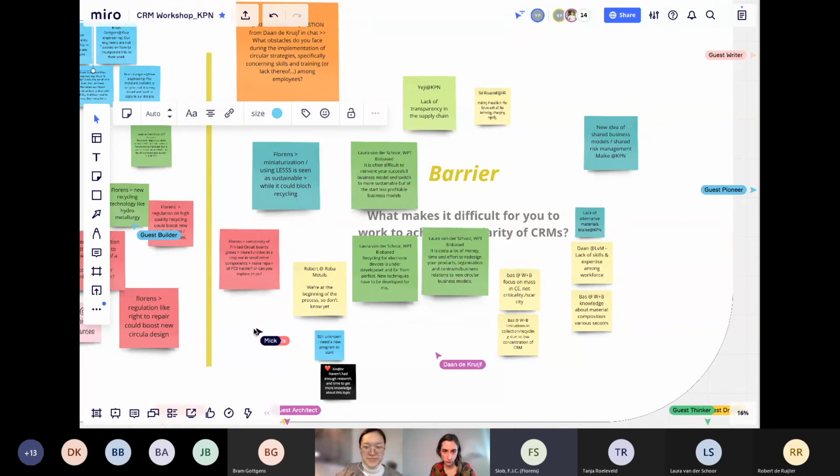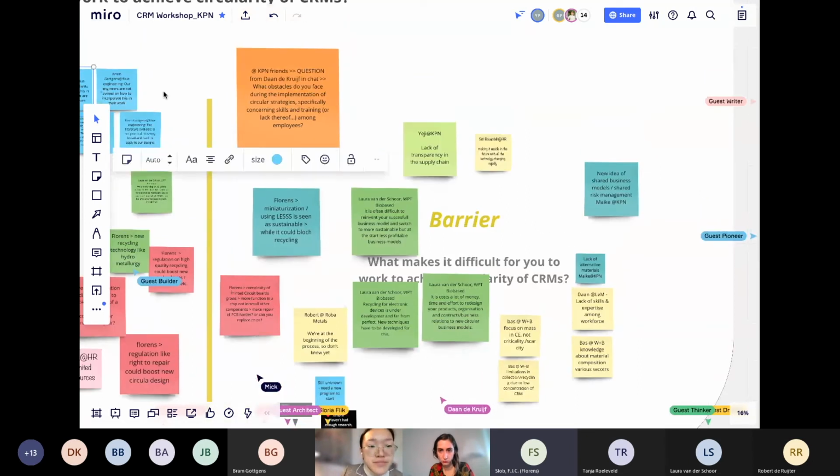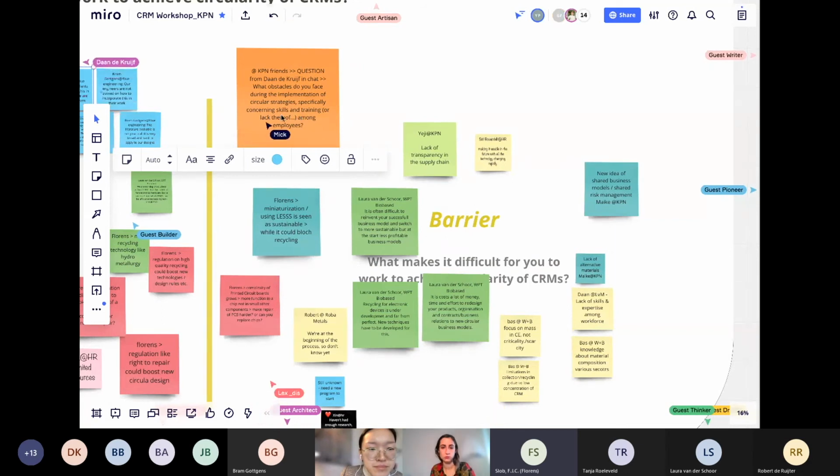I think it's more or less been answered, but there was also a question in the chat from Daan de Kruijf. What obstacles do you face during implementation of circular strategies? And then, concerning what was more or less mentioned by the speaker before, are there specific skills, training, etc. missing with employees if you want to move towards circular?